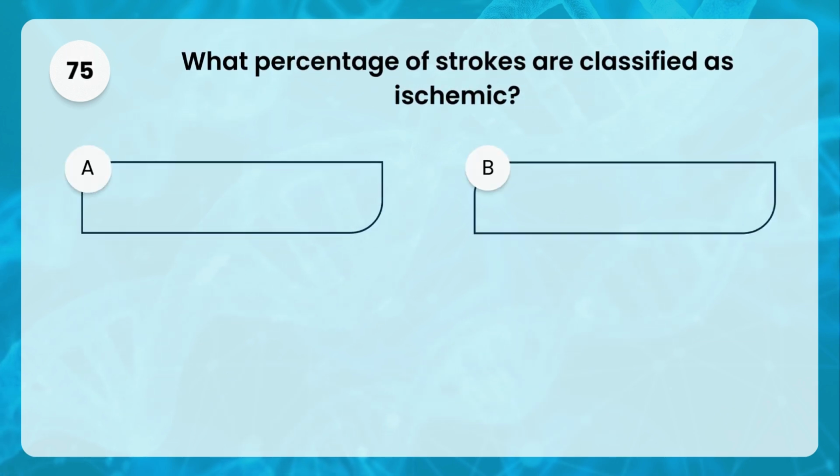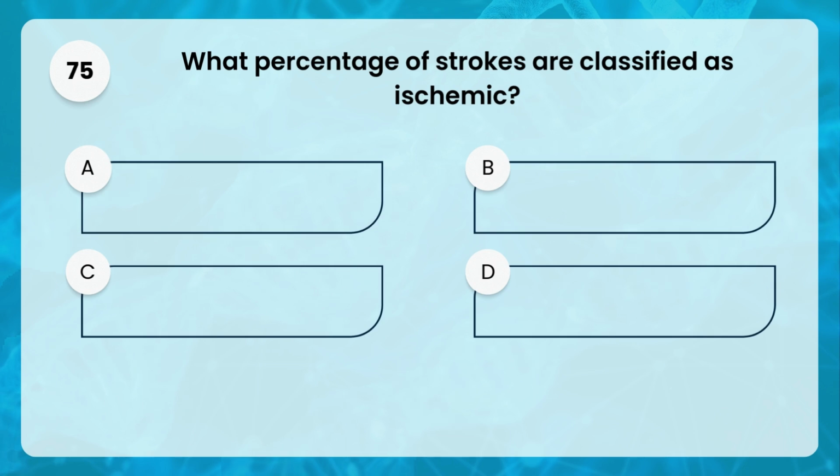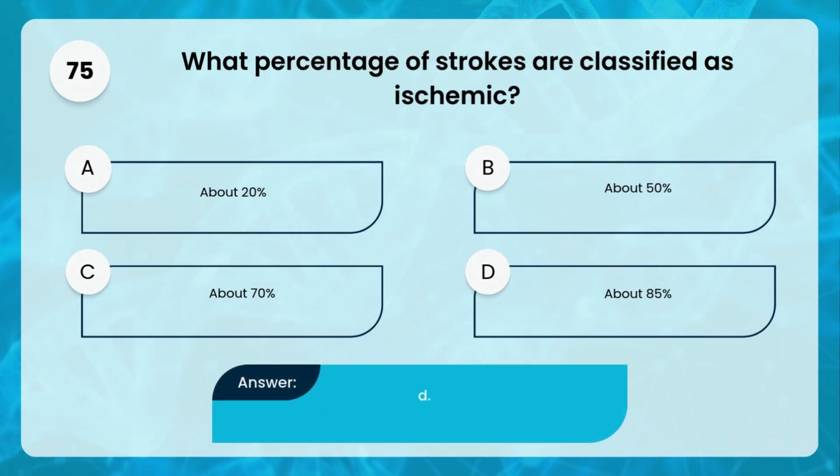Number 75. What percentage of strokes are classified as ischemic? A. About 20%. B. About 50%. C. About 70%. D. About 85%. The answer is D. About 85%.